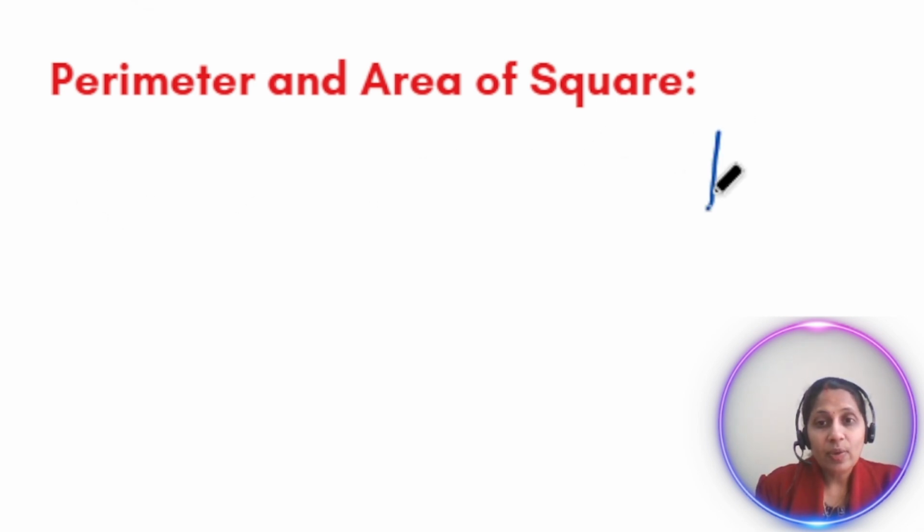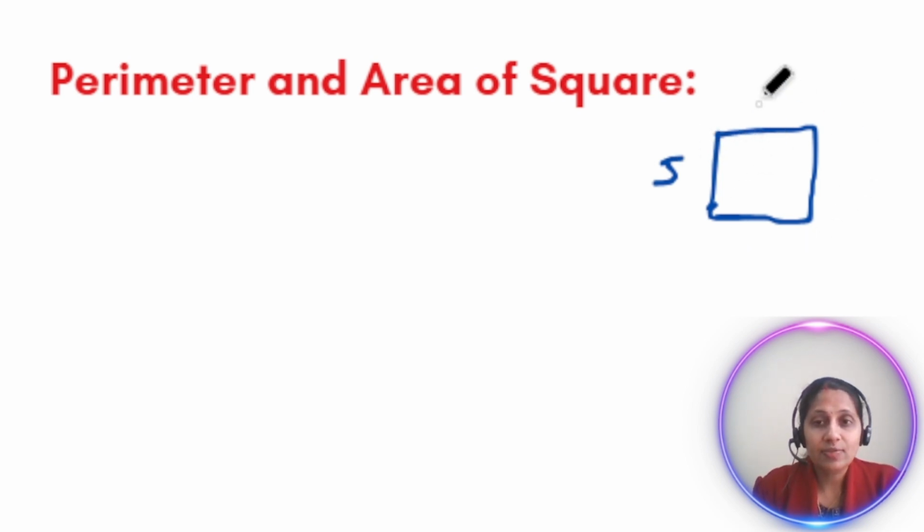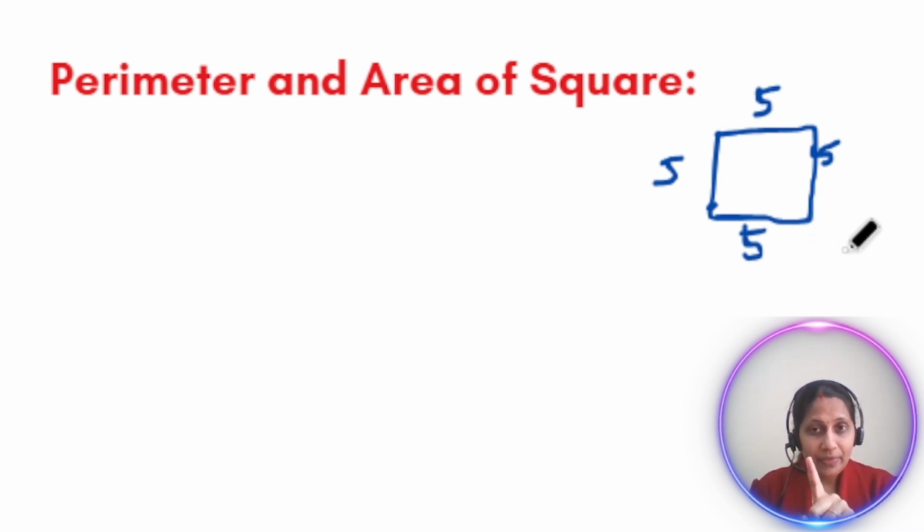So let's begin with the very first shape, square. We all know a square is a shape which has four sides, and all the sides are equal. If this is 5 centimeter, then all the sides will be 5 centimeter. So what will be the perimeter? Perimeter is nothing but the boundary, right? So 5 plus 5 plus 5 plus 5.